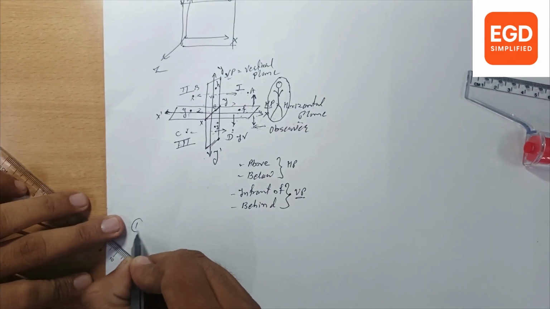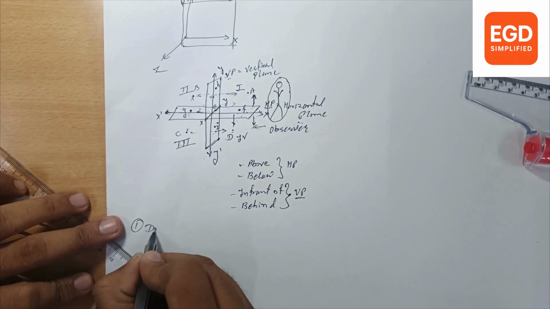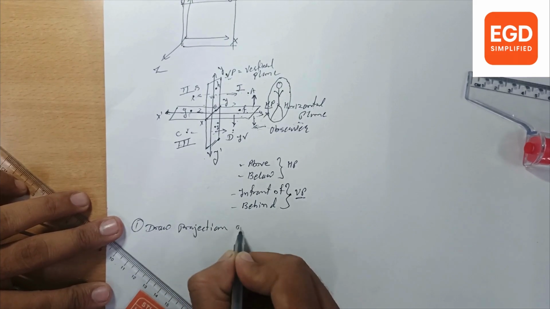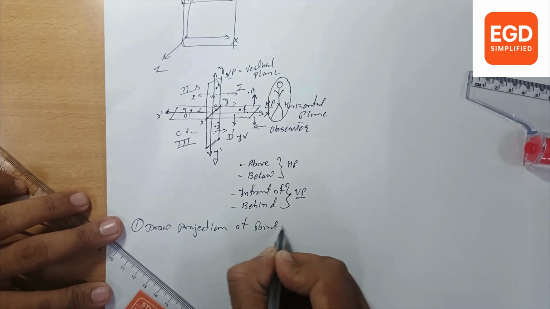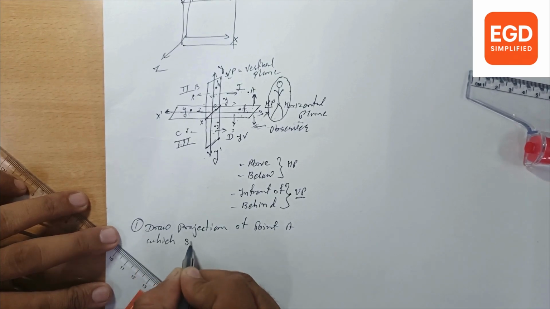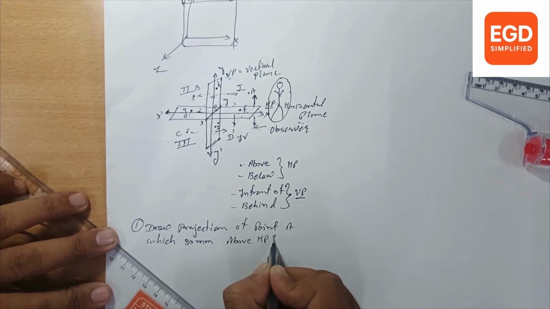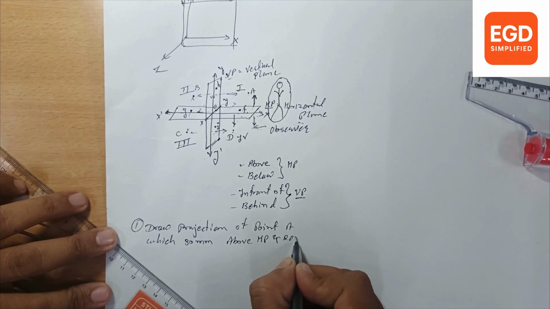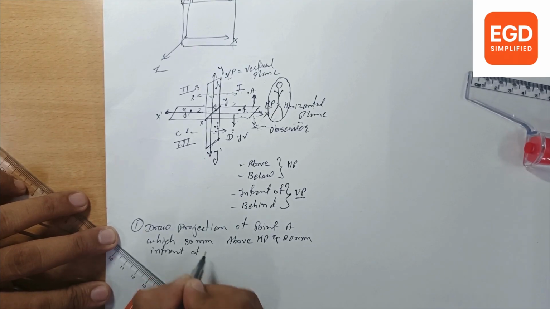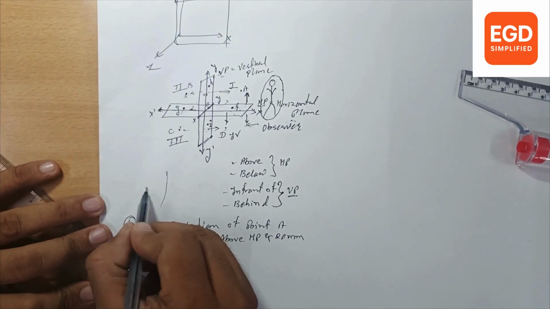Now as an example number 1, suppose it is given: draw the projection of point A, which is 30 mm above HP and 20 mm in front of VP. Okay, so the location of point A is given.